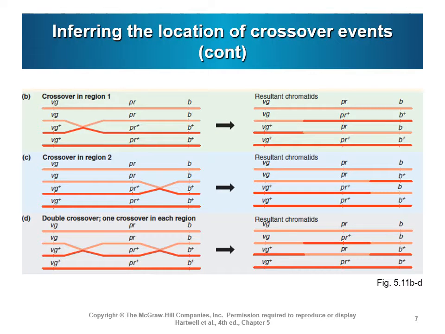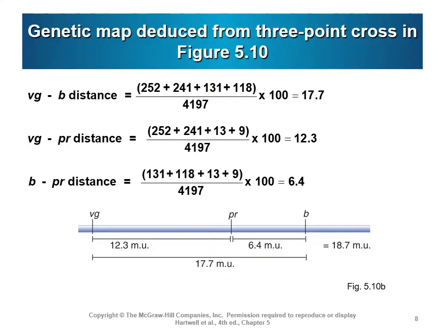Here is a very simplified visual representation of what we have just talked about when we are having crossover, double crossover, and what does it cause? What is the result? So we already know that the distance between VG and B is 17.7, the VG PR distance is 12.3, and the B PR distance is 6.4.